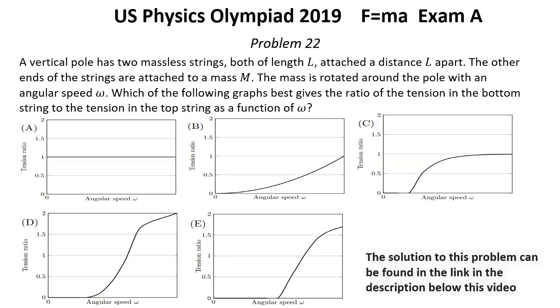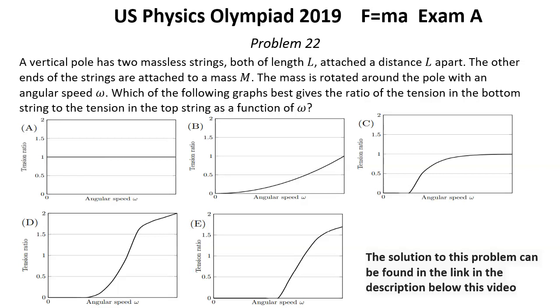Solution for problem number 22. This problem could be solved even without calculations, because if we have a slow motion for small omega, the tension in the lower string is 0, and appears for some omega when we increase it. But when we increase it very much, the gravity will not affect rotation, and the ratio must go to 1.